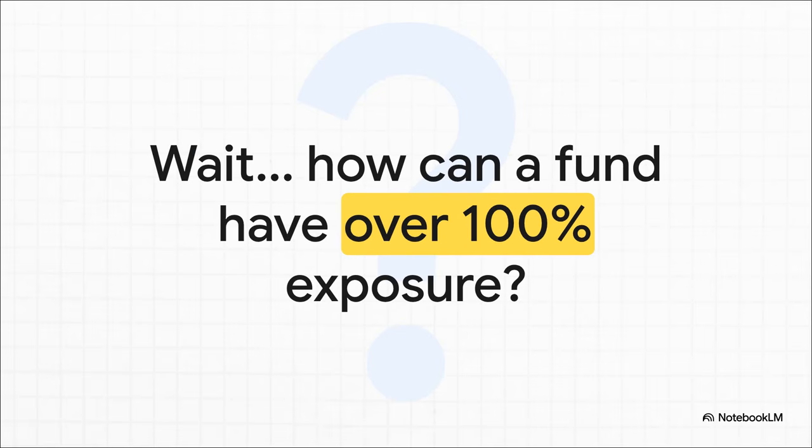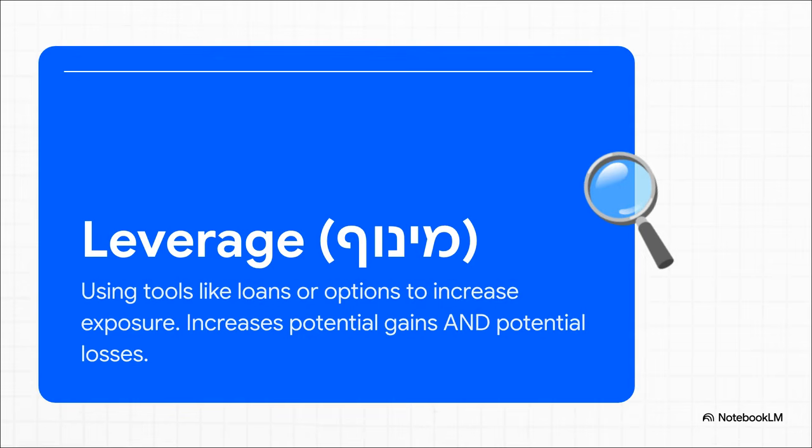Okay, let's go back to those tables for a second. You probably saw some numbers that looked, well, kind of impossible, like 120% or even 200% exposure. How on earth can a fund invest more money than it actually has? The answer is a really powerful and risky financial concept called leverage. Leverage is basically when a fund uses financial tools like loans or options to seriously amplify its investment power.